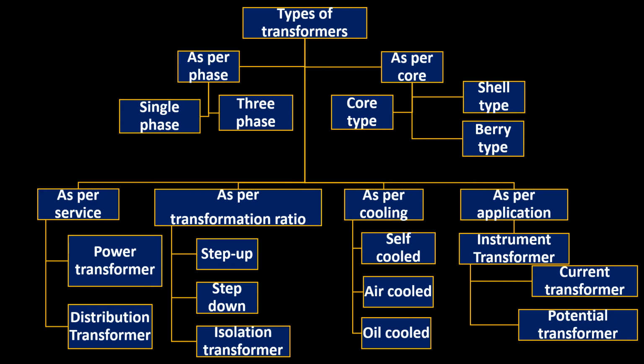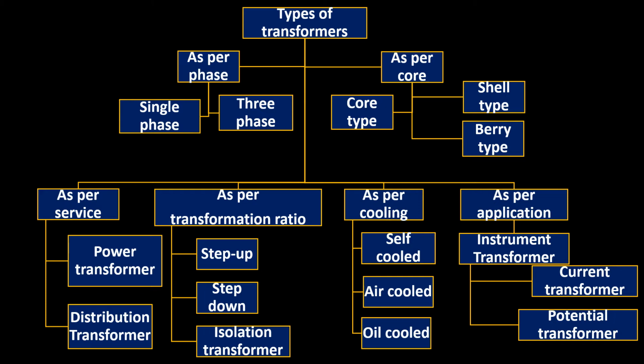Transformers may be classified as per the service they provide. The first classification is power transformer and the other one is distribution transformer. Now as per number of turns of primary and secondary, the transformation ratio is decided, and based on that we have step up type transformer, step down type transformer, and isolation type transformer.